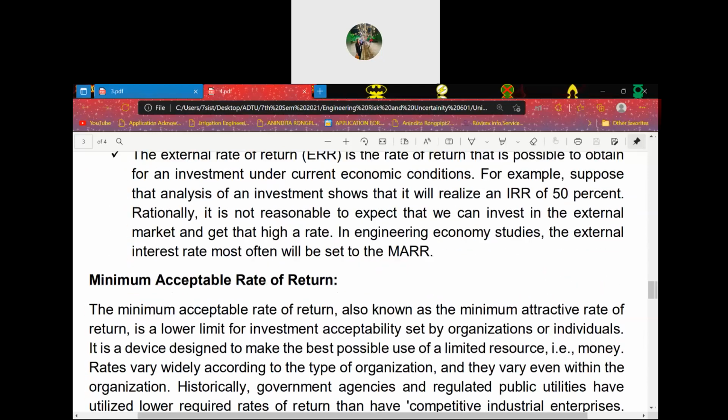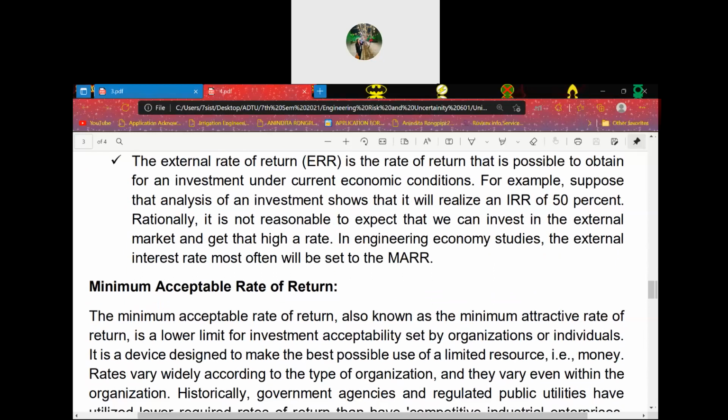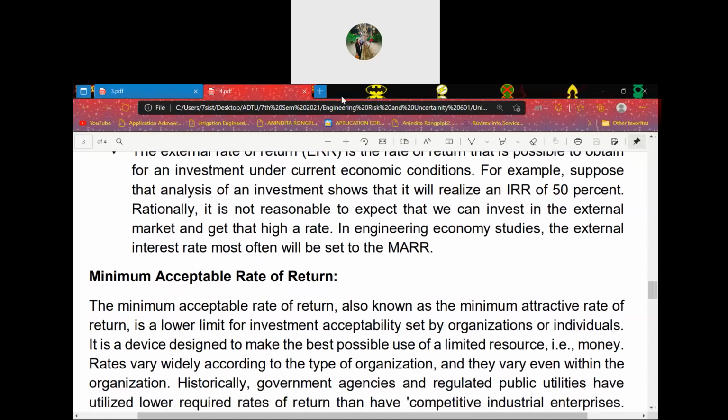Next is minimum acceptable rate of return. It is also known as the minimum attractive rate of return, and it is the lower limit for investment acceptability set by organizations or individuals. So it is a device which has been designed to make the best possible use of a limited resource, that is big money. And rates vary widely according to the type of organization, and they vary even within the organization.